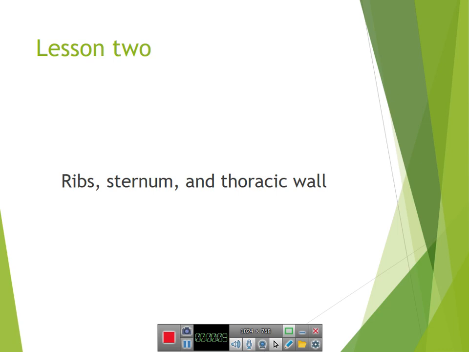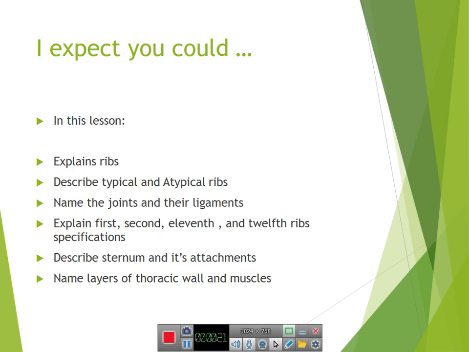Today I'm going to talk about ribs, sternum, and thoracic wall as a second lesson, or lesson 2. In this lesson, I expect you could explain ribs, describe typical and atypical ribs, and name the joints and their ligaments. Also, I expect you could explain first, second, 11th and 12th ribs specification.